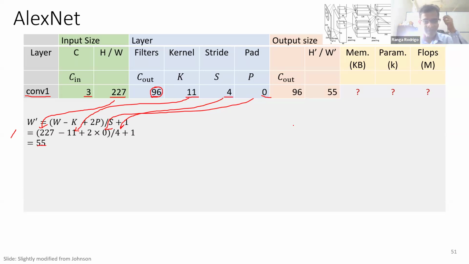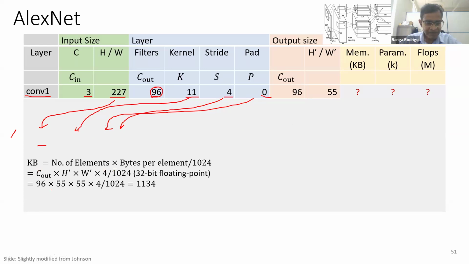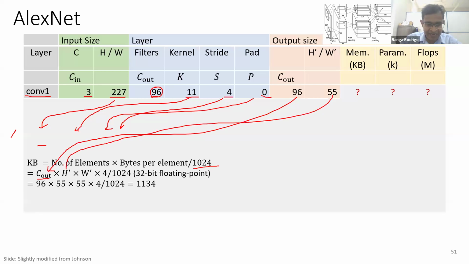Then we should compute the amount of memory required to hold this tensor in the computer's memory. We can compute that like this: number of kilobytes is number of elements times bytes per element, that is, how many bytes are required to hold each element. Of course, because these are 32-bit floating point numbers, we need 4 bytes. And to convert to kilobytes, we divide by 1024. So C out is 96, and H and W are 55 by 55. You multiply by 4 and divide by 1024, and you will get 1134 kilobytes.